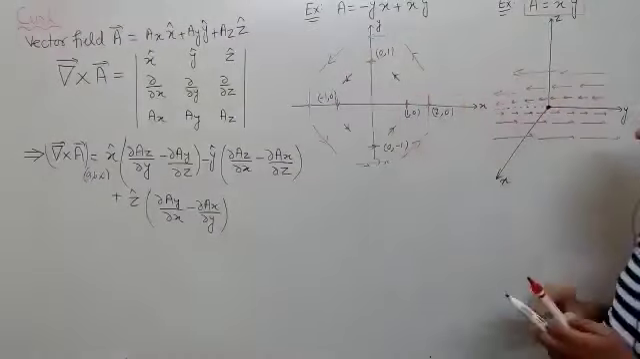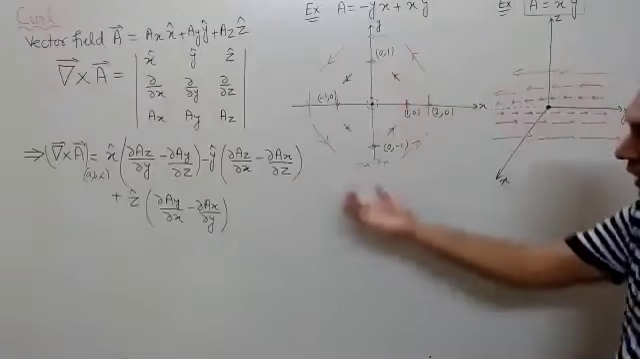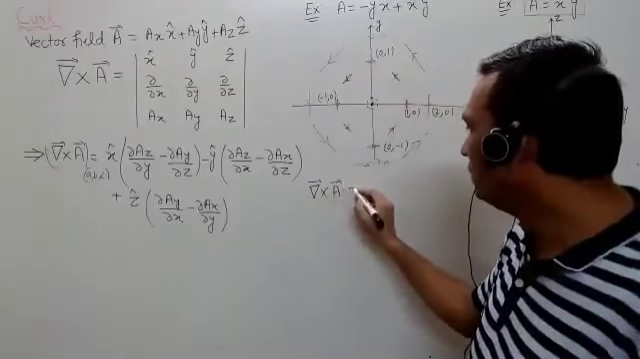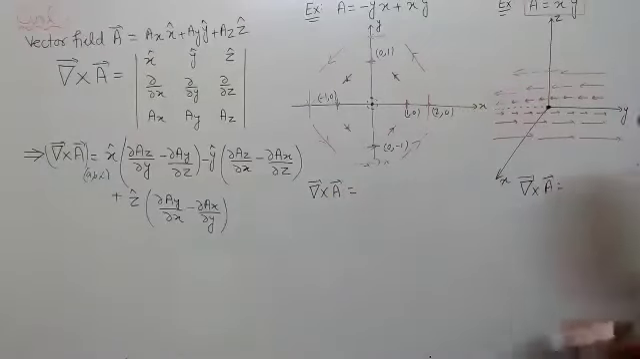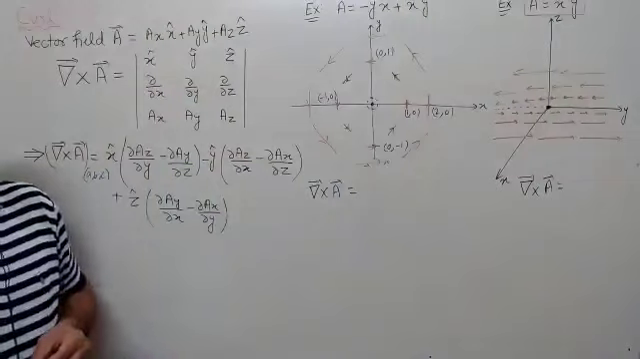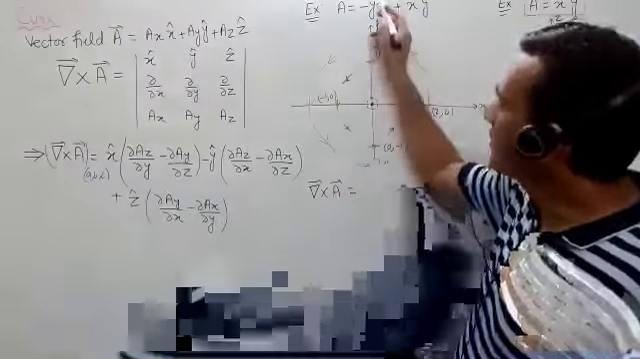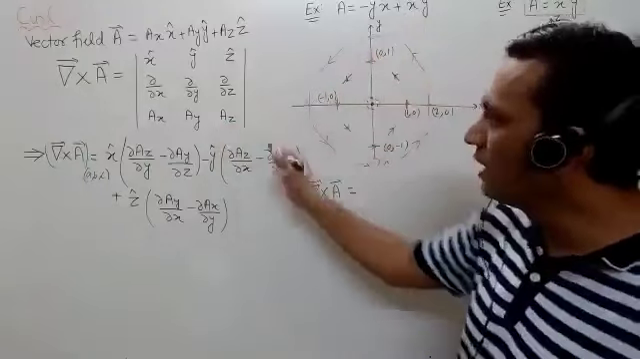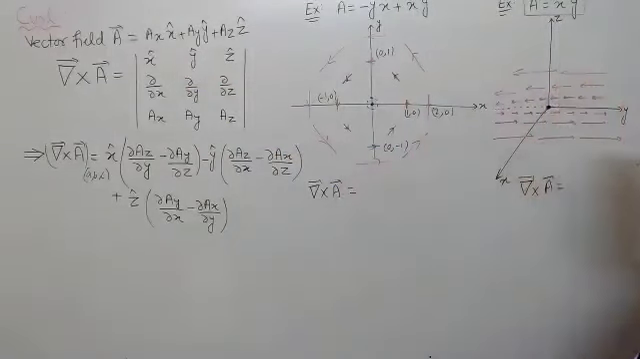Now you have to find curl in these two vector fields. Around a given point, let us calculate curl around the point. So mathematically, just find the curl. In both cases, find curl of A. Let us find curl of A. In this case, just substitute AX is minus Y, AY is X, AZ is 0. Then expand it, you will get del cross A.